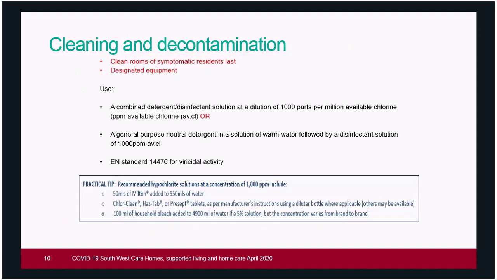Or you could use a general purpose neutral detergent in warm water, and then follow this with a disinfectant solution of 1,000 parts per million of available chlorine. So the box here on the slide gives some practical tips for some products, others are available. So for example, to achieve the recommended concentration using Milton, you would add 50 ml of Milton to 950 ml of water. But it's important to add that you do need to check the labelling and the manufacturer's instructions, follow those, and the recommended contact times, the amount of time something needs to be disinfected for.